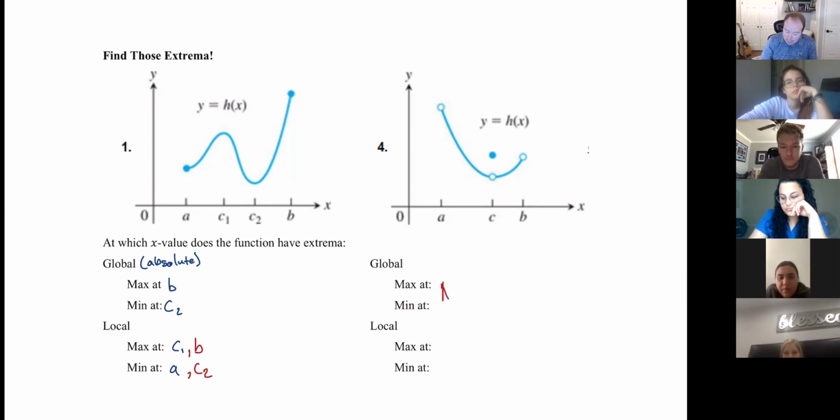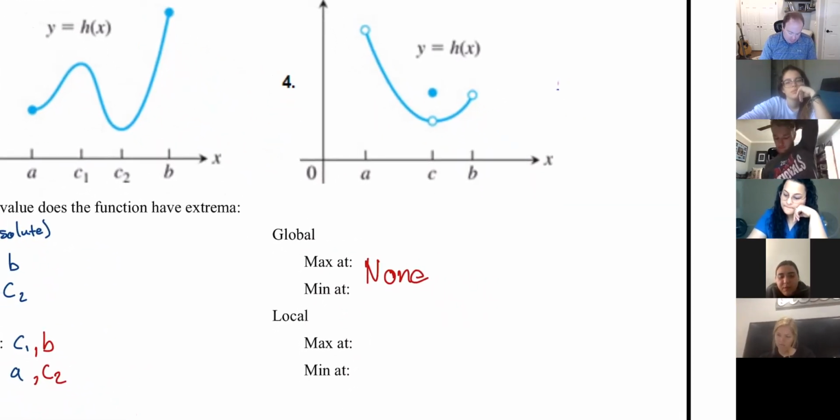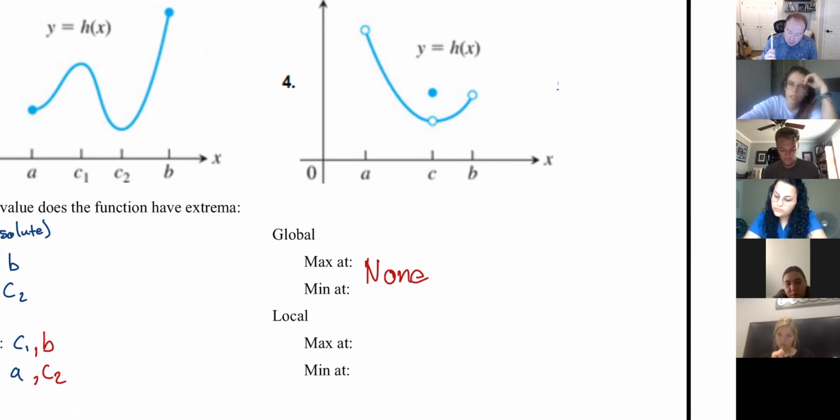Good. No, we don't. Correct. So there are no maximums or minimums. So if we think about the local, though, we have to be extra careful. Do we have a local max? Well, a local max means it just needs to be higher than what's around it. So would it be A?